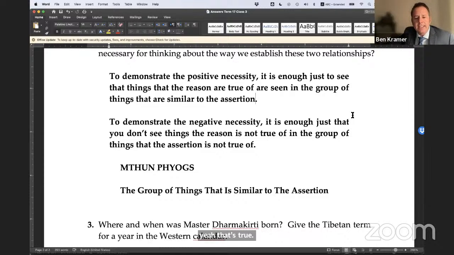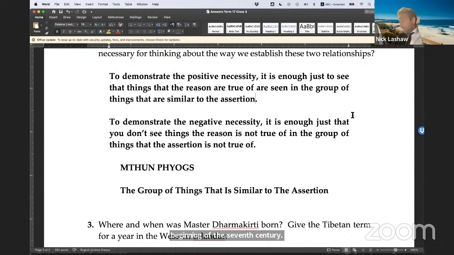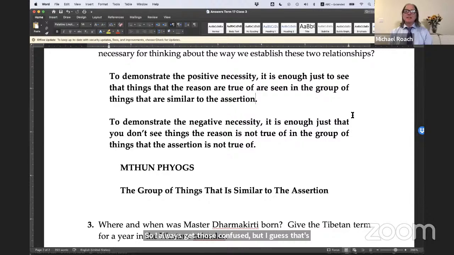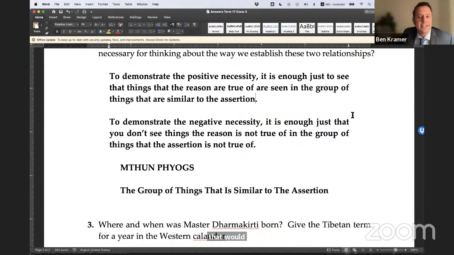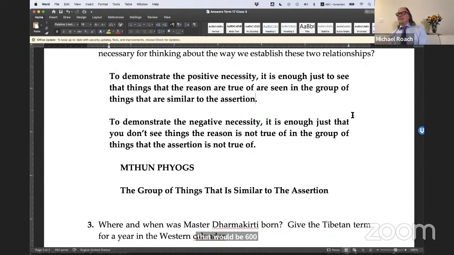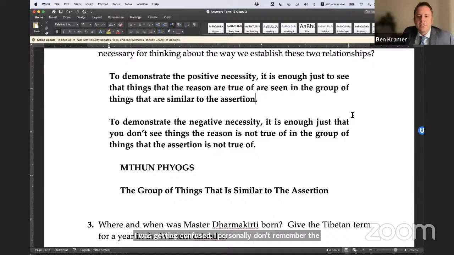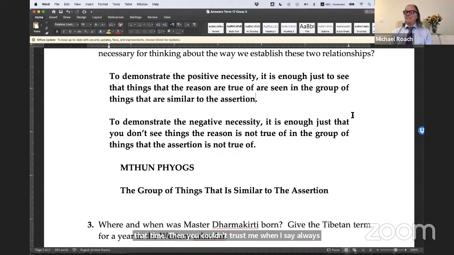So he says the beginning of the 7th century. I always get those confused, but I guess that's around 800, isn't it? Yeah. Geshe says that would be 600. She's probably right. 600. Yeah, I told you I was getting confused. I personally don't remember. The 1900s was the 20th century. If I didn't get it wrong that time, then you couldn't trust me when I say I always get it confused. Okay. Tibetan term for a year in the Western calendar.